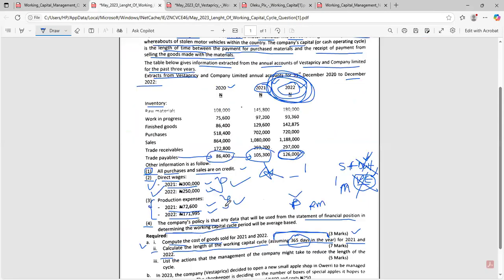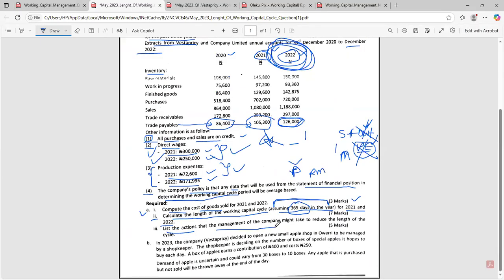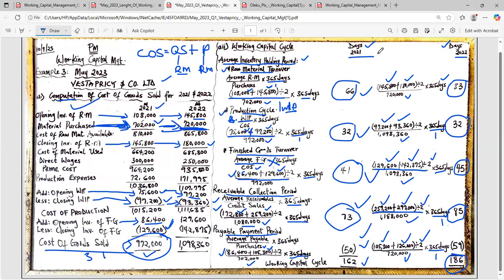Now look at the requirement of this question. It says list the actions that management of the company might take to reduce the length of the cycle. It says state the things that management should do to reduce the length of the cycle. Coming back to our solution map, under 2021, we have a working capital cycle of 162 days.